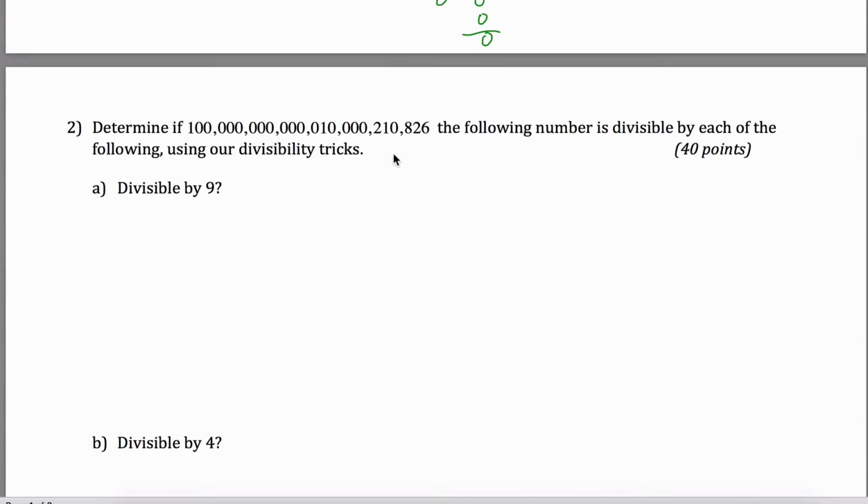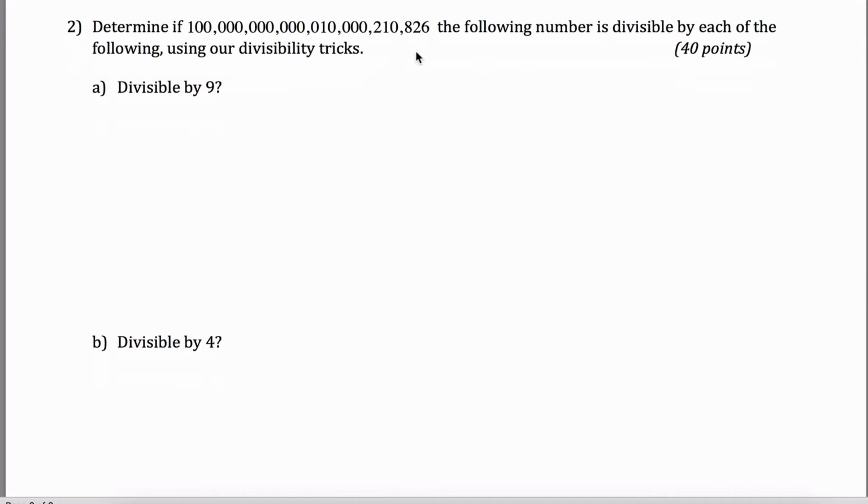I guess that's all I have on this one, so let's move on to this guy. Determine if this number is divisible by each of the following using our divisibility tricks.